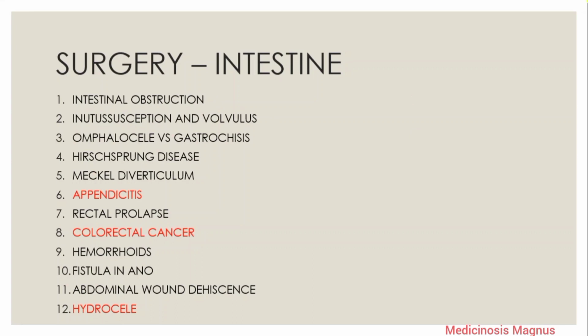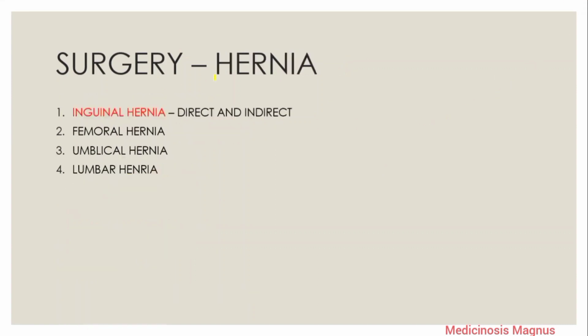omphalocele versus gastroschisis, Hirschsprung's disease, and the appendicitis and the Ochsner-Sherren regimen, colorectal cancer and the treatment for it, the outcomes, and mainly the hydrocele and the treatments for it. For hernia, the inguinal hernia, direct versus indirect, and the different types of named hernias, you should know that, and the femoral, umbilical or the lumbar hernias.